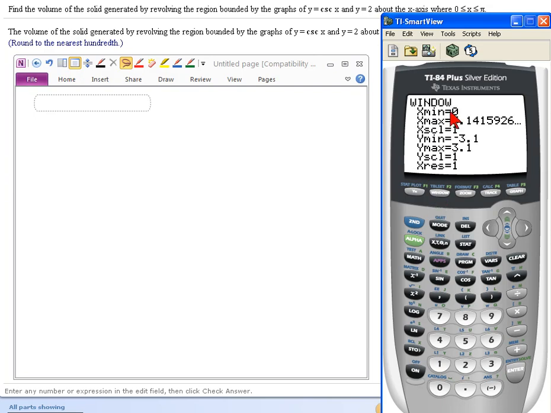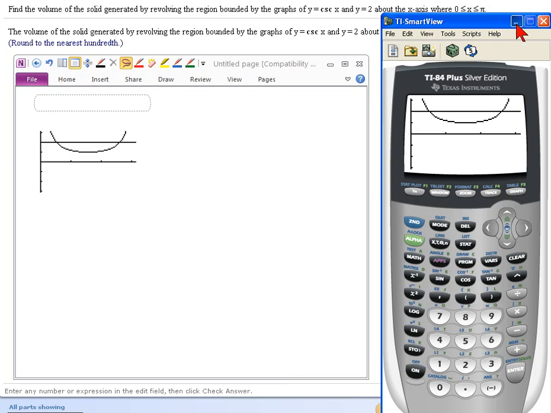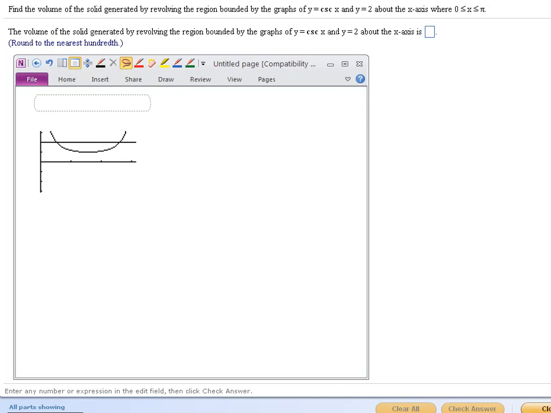Now for my window, I just went from 0 to pi, and my y min and y max I just made about -3 to 3, because I knew there was going to be a horizontal line at y equals 2. And so here's the shape, and it's this region inside that's bounded that's going to be revolved around the x-axis.